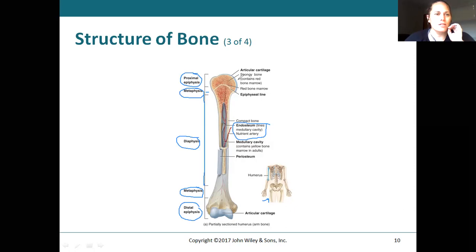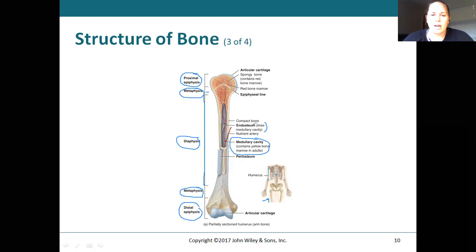Sorry, the nutrient artery is its own thing. I need to not circle that. The endosteum there lines the medullary cavity, and we'll talk about the medullary cavity here in a few other slides. Medullary cavity contains yellow bone marrow in adults. Again, we talked about how the yellow bone marrow has adipose tissue in it.